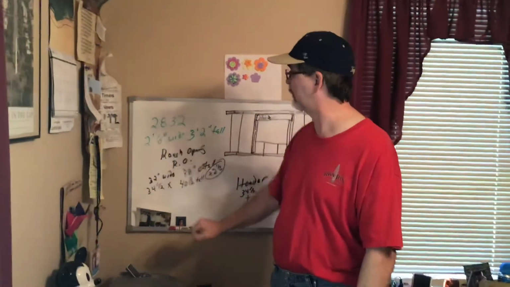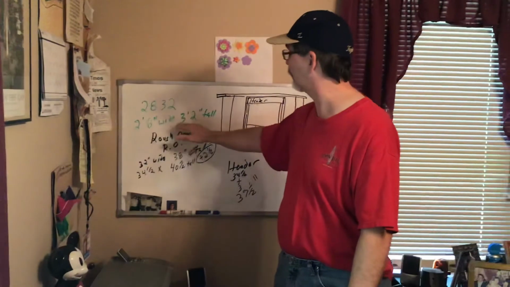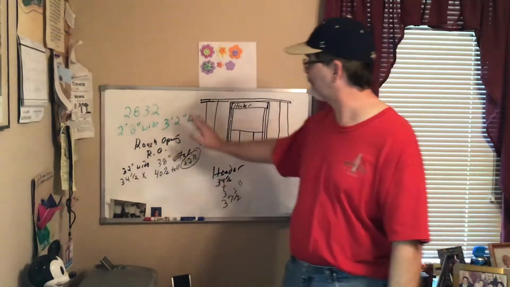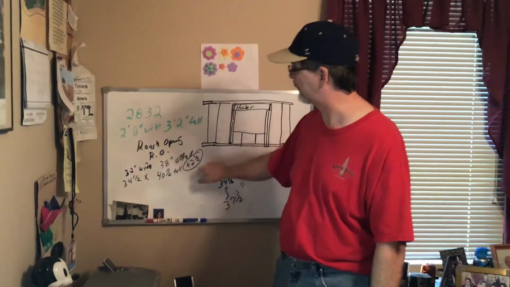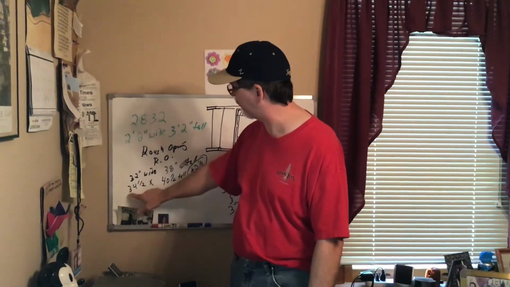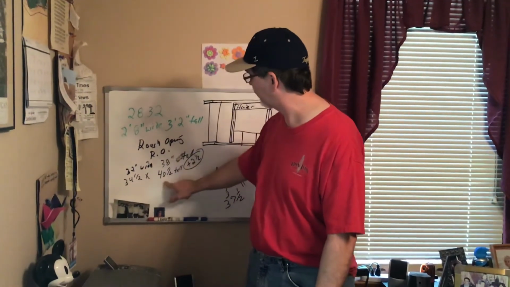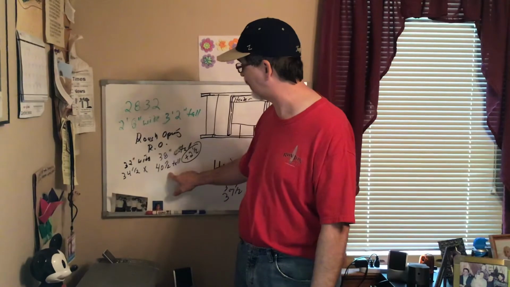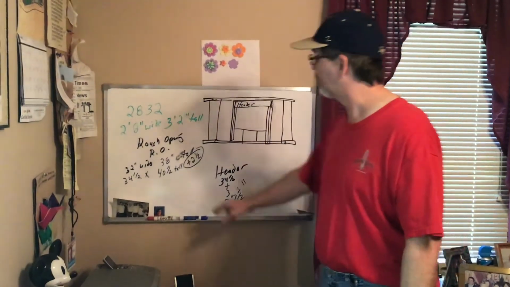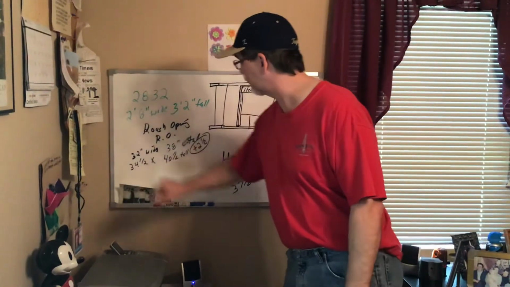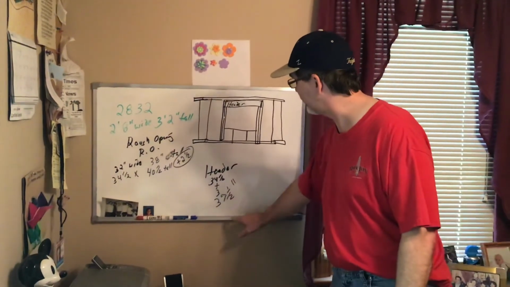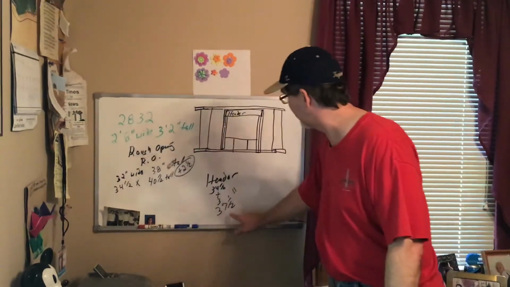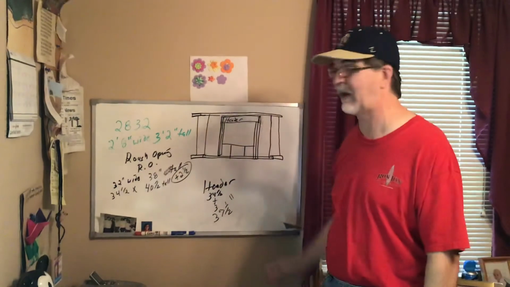We have now gone through all these steps. A 2832 window is 2 foot 8 inches wide, 3 foot 2 inches tall. For the rough opening, add 2.5 inches. So for a 2832 window, the rough opening is 34.5 wide by 40.5 tall. For the header, the rough opening for a 2832 is 34.5. We add 3 inches, so the header for a 2832 is 37.5.